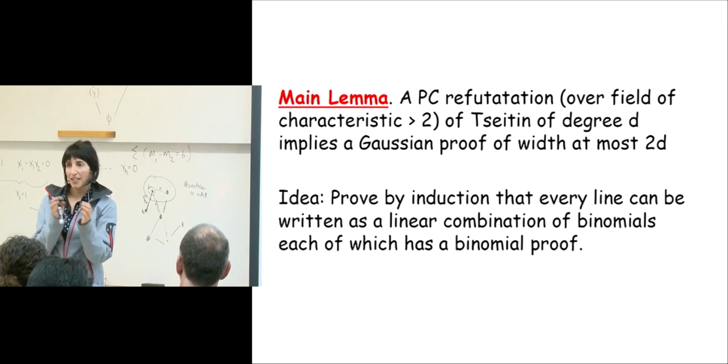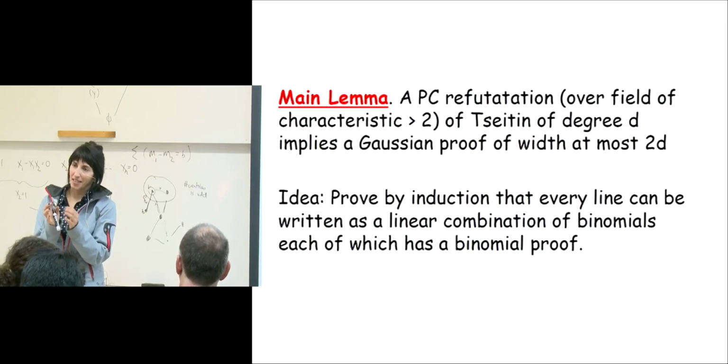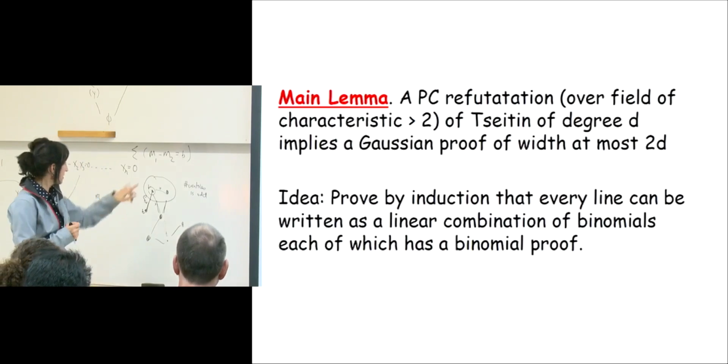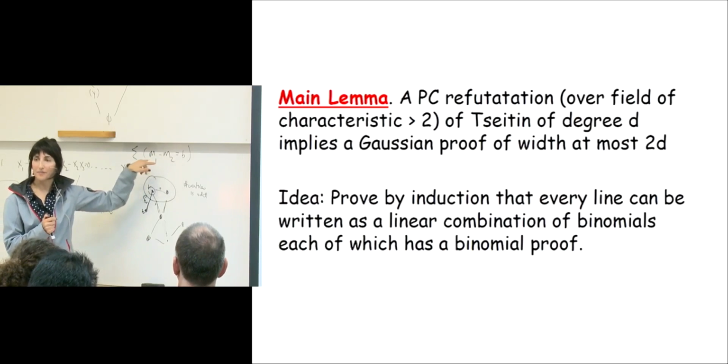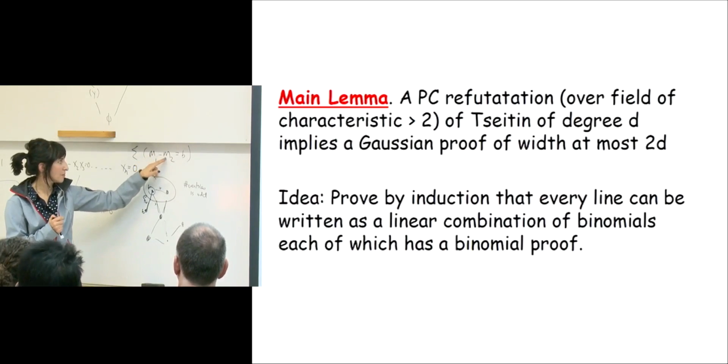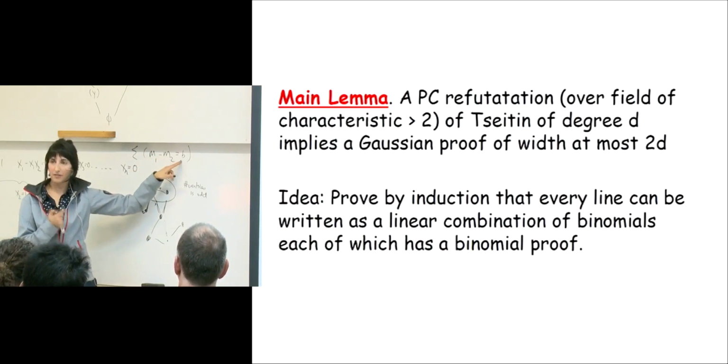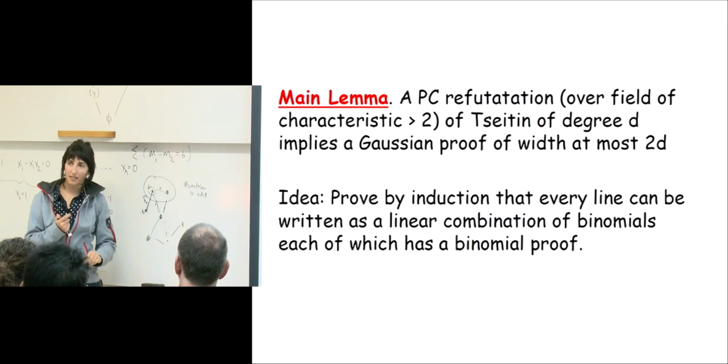So you can think of the PC proof as being broken up into distinct statements that are of this binomial form, and those are just Gaussian equations. Something of this form I can rewrite as a Gaussian line: the sum of all the stuff in here is equal to whatever the charge ends up being. Does that make sense?